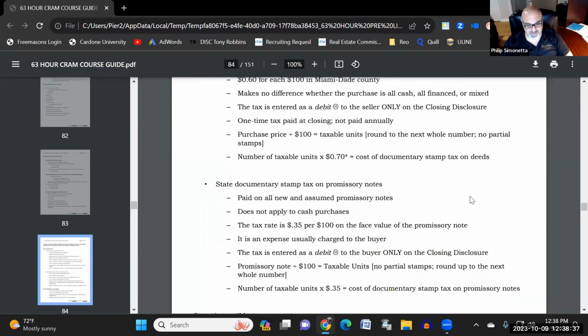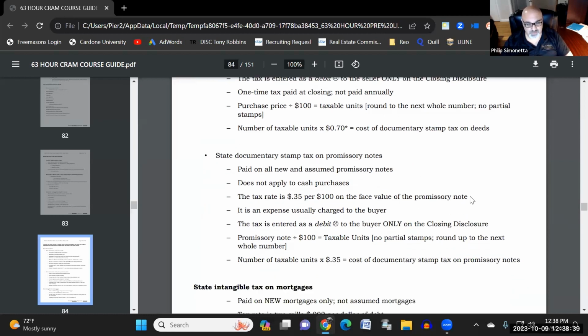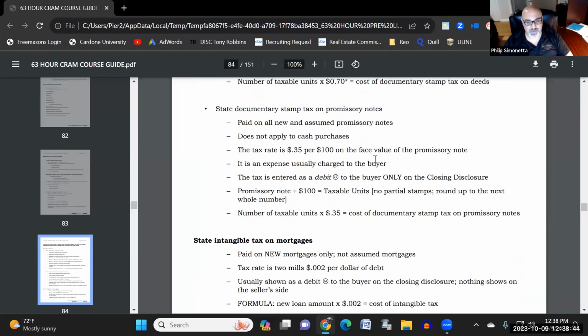Then you have the state doc stamps on the promissory notes. Now, promissory notes is the buyer, right? They're getting the note. It's paid on all new and assumed promissory notes. You need to remember that. It's new and assumed. It does not apply to cash purchases. So if there's a cash purchase, this doesn't happen. The tax rate is 35 cents per 100 on the face value of the promissory note. It is an expense usually charged to the buyer. It can be negotiated that the seller pays it, but very rarely does that happen.